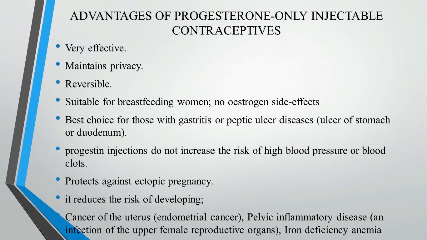It is very effective. It maintains privacy because you can use it on your own when trained. It is reversible, that means you can go back to fertility. It is suitable for breastfeeding women. It does not contain estrogen side effects. It is the best option for those with peptic ulcer disease. Progestin injection do not increase the risk of high blood pressure or blood clots. It protects against ectopic pregnancy. It reduces the risk of developing certain cancers such as cancer of the uterus, pelvic inflammatory disease, and iron deficiency anemia.